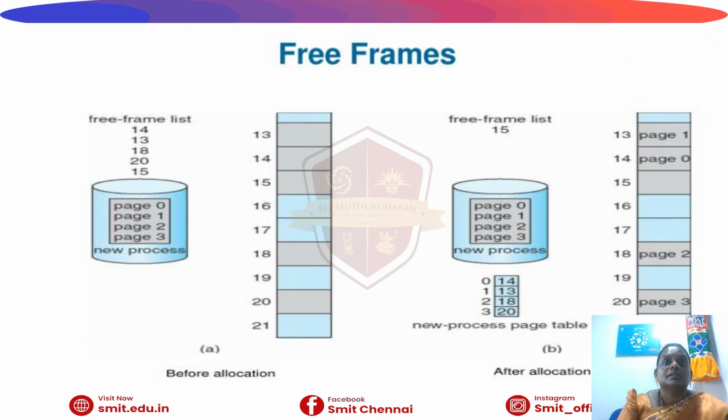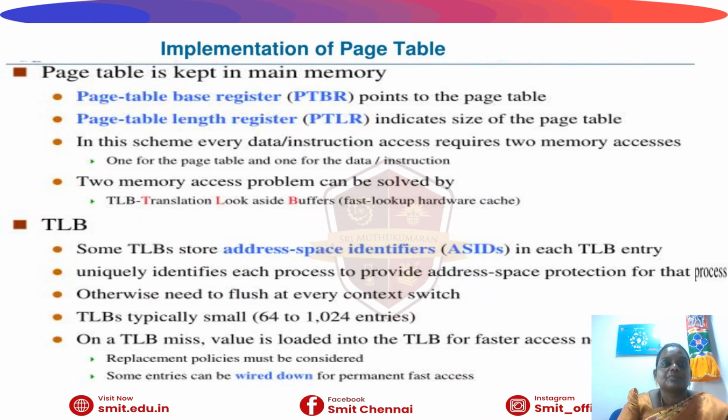And then the free frames: frame 0 is used, frame 1 is free, frame 2 is used, frame 3 is free, and frame 4 is free, as shown in the figure. The operating system maintains a free frame list. When a process requires memory, the operating system allocates free frames and updates the page tables.